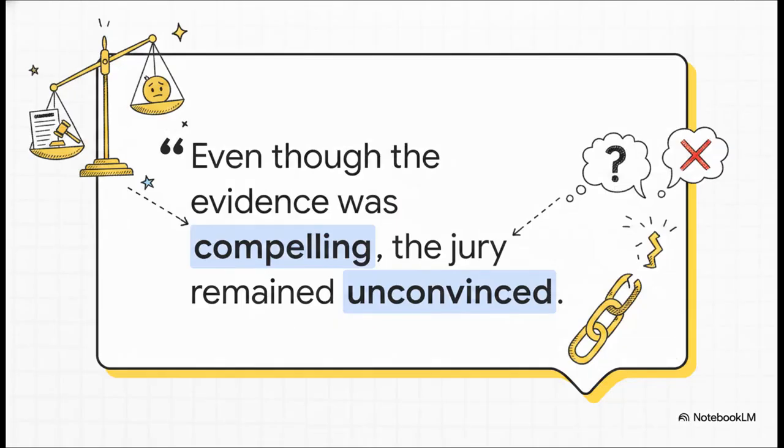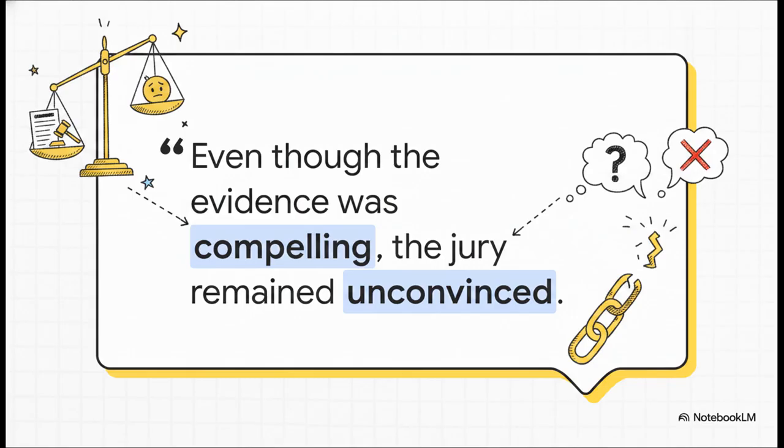I absolutely love this contrast example. Even though the evidence was compelling, the jury remained unconvinced. We have all been in that exact kind of frustrating scenario, haven't we? You're in a meeting, you present rock-solid, incredible data, and your team just doesn't buy it. A concession clause like even though beautifully captures that specific reality where logic doesn't automatically win the day. The adverb clause builds up this strong expectation of success, and then the main clause just swoops in and contradicts it completely.